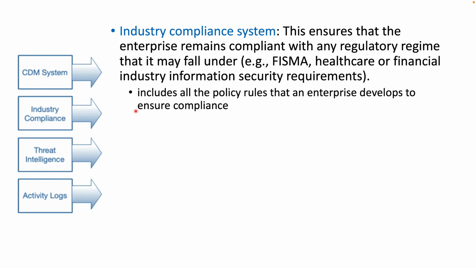And the next one is the industry compliance system. This component ensures that the enterprise remains compliant with any regulatory regime that it may fall under, including all the policy rules that an enterprise develops to ensure compliance.